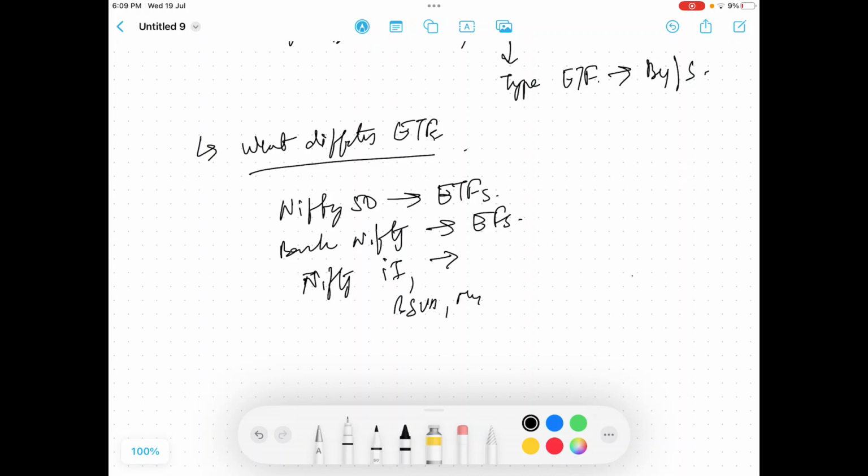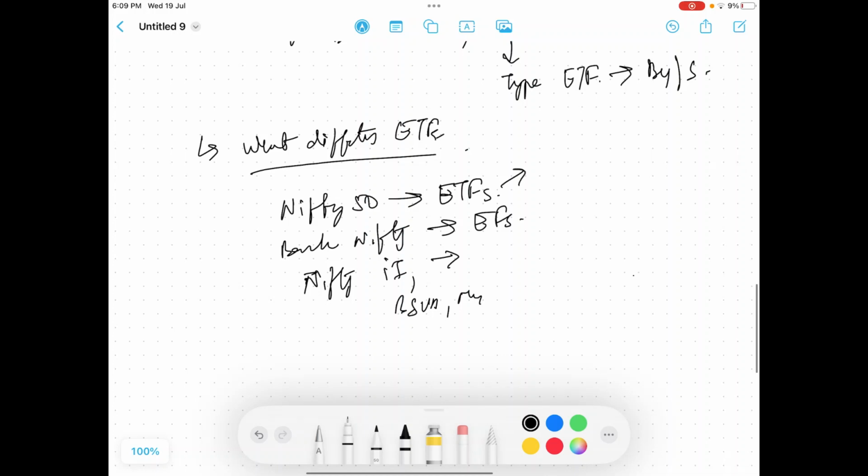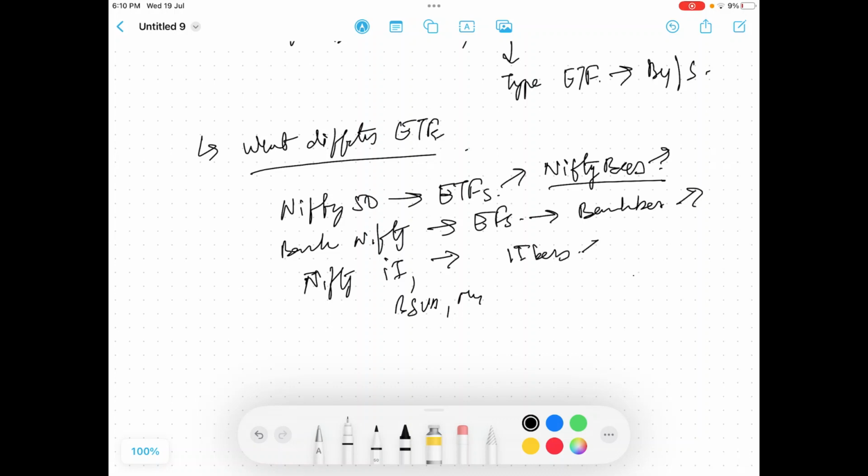Now in Nifty 50, I can give you some examples, like Nifty Bees. This is the ETF name, Nifty Bees. This is managed by Nippon Asset. Again, in Bank Nifty, they have it and they call it Bank Bees, right? And again in IT, they have IT Bees. So this is one particular company which I am giving as an example.